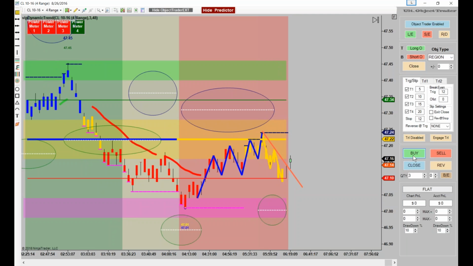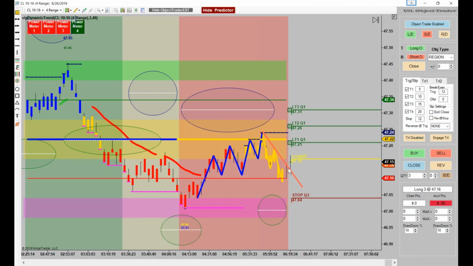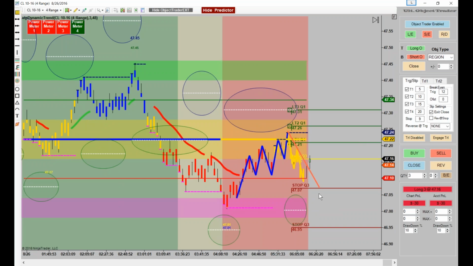Okay, we could go ahead and take this if y'all want to. You want to? Okay, it's above the line. I'm not afraid of it. I would put my stop just under here, exit on close, just underneath that swing.